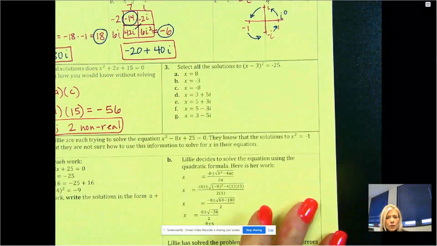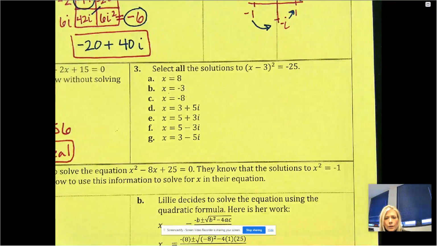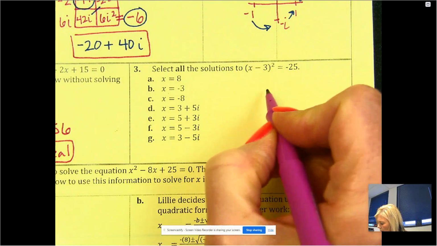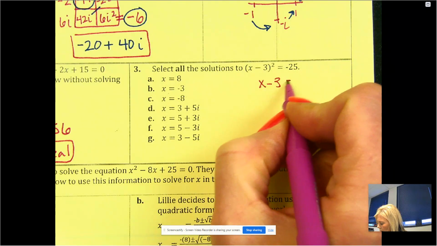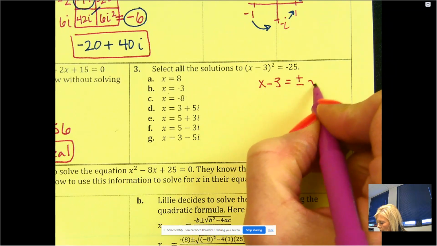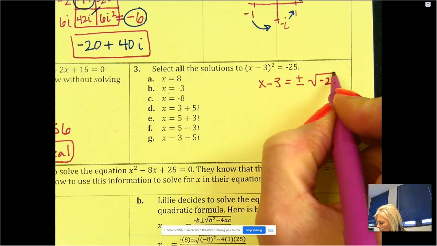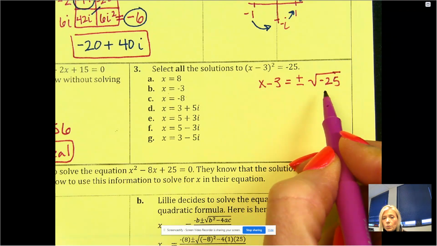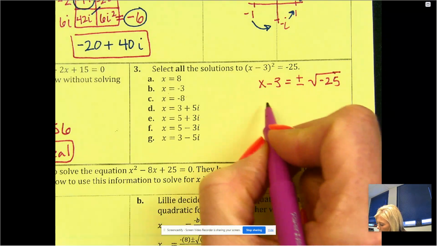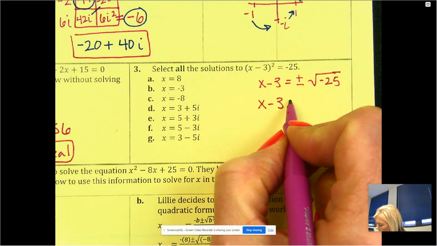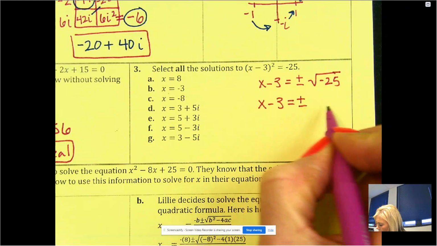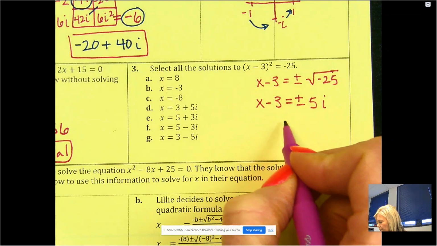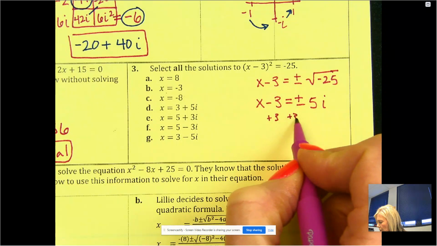Okay, number 3, select all the solutions. Well, I know I'm going to square root both sides here. So the square root of x minus 3 squared is x minus 3 equals the positive and negative square root of negative 25. Well, the square root of 25 is 5, so the square root of negative 25 is 5i. So that means x minus 3 equals positive and negative 5i. So we add the 3 over to get x by itself.